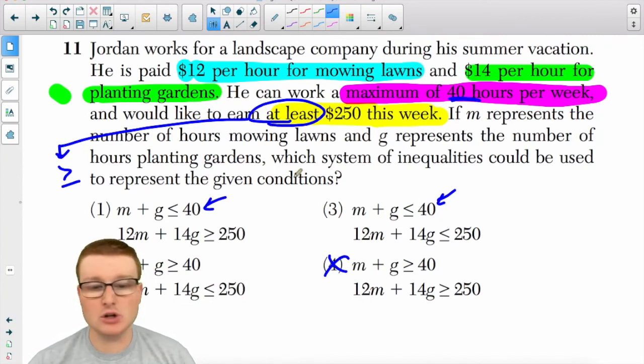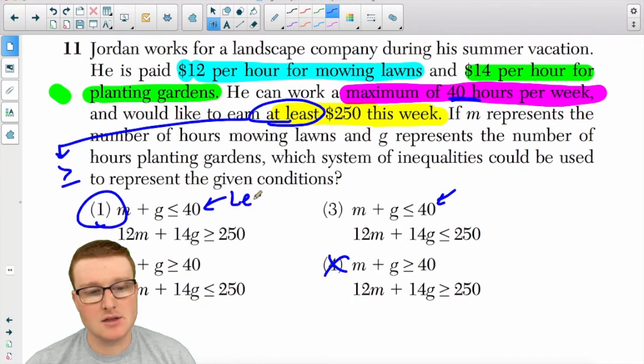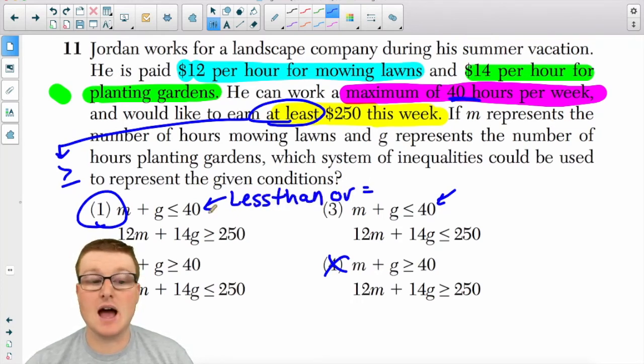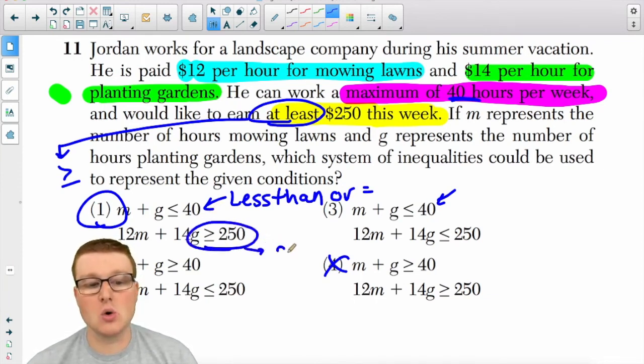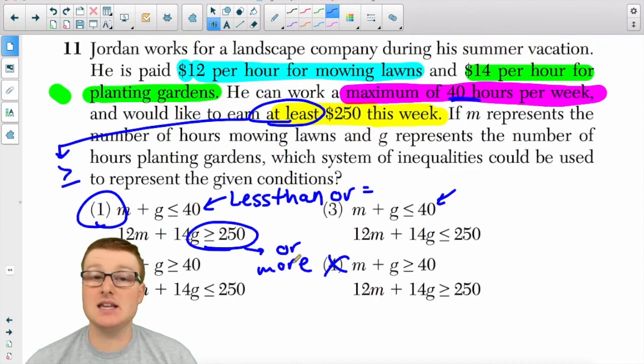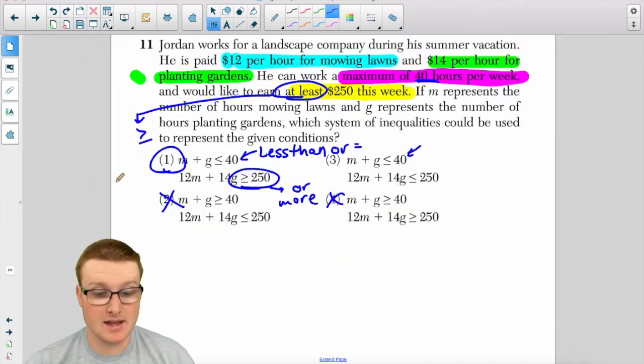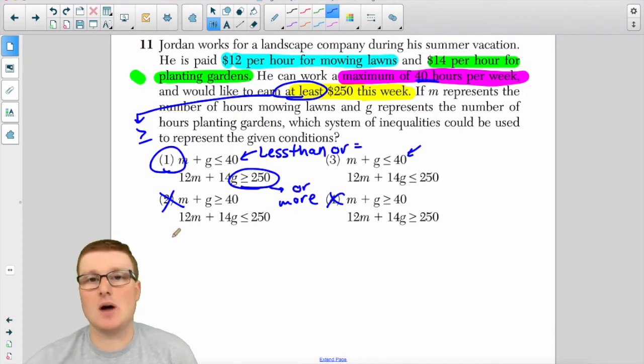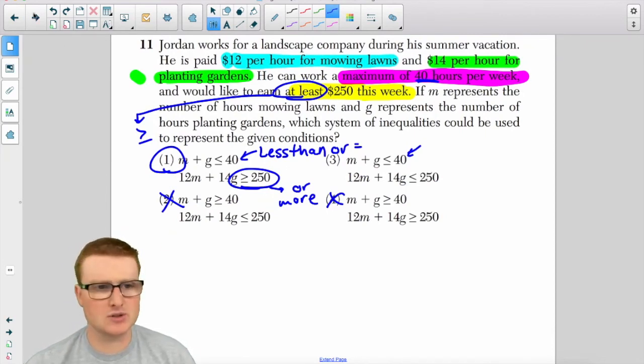So if you're looking at all these answer choices, choice 1 makes the most sense. He's working less than or equal to 40 hours a week, and he's making $250 or more. That's the key there. So your answer is choice 1. Okay? Honestly, those questions come up on every single exam, so I highly suggest that you understand how to do those questions. They're not that bad, just a lot of words.